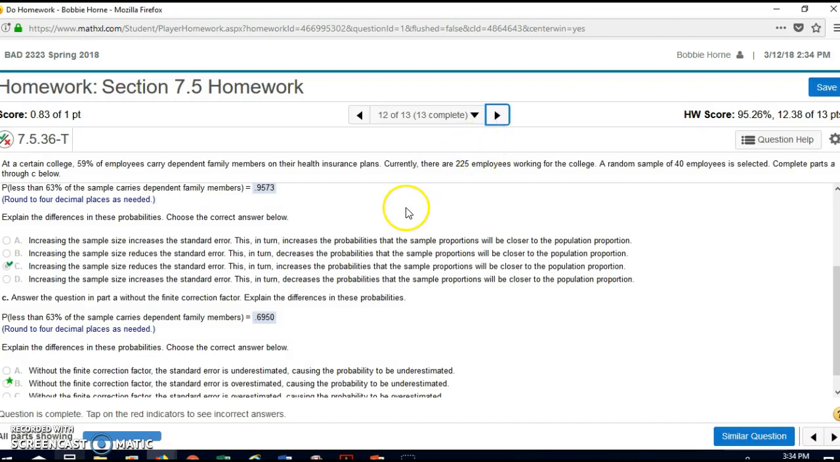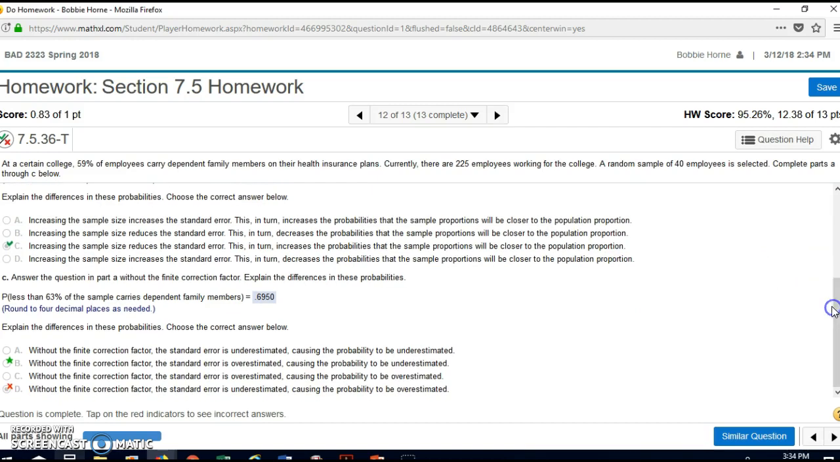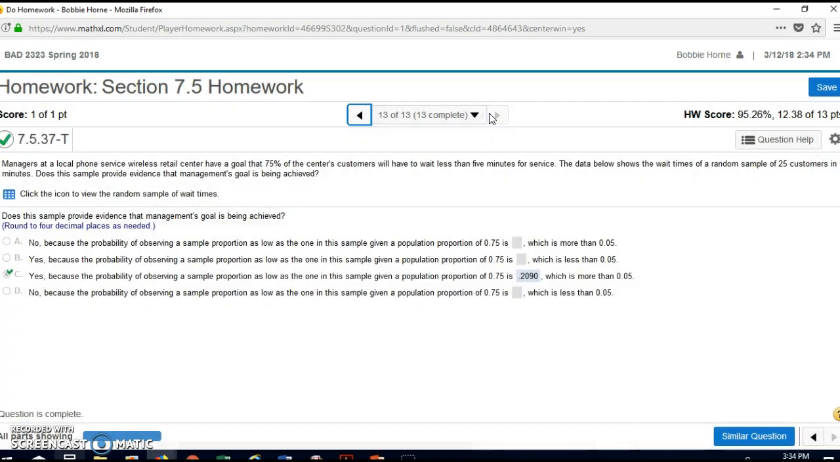And then problem 12, basically the same thing here. Without the finite correction factor, if you don't have that, then your standard error is going to be overestimated. So when you use the finite correction factor, that helps keep your standard error from being overestimated. And you can read about that in the example. It may help you to understand that correction factor a little bit better.